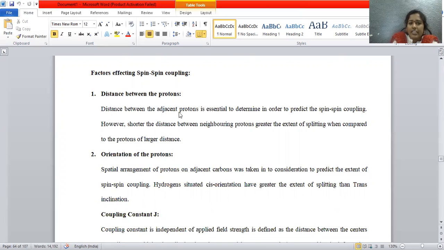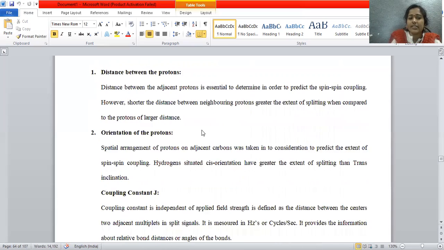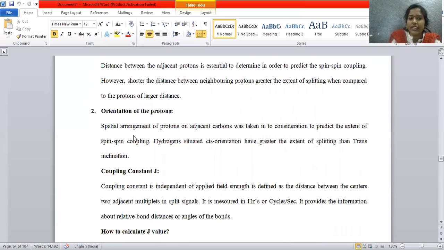Distance between the protons. Distance between adjacent protons is essential to determine the predicted spin-spin coupling. The shorter the distance between neighboring protons, the greater the extent of splitting. If the distance between hydrogens is very small, it has a direct influence on the proton splitting, so the extent of spin-spin coupling will be more as the distance decreases.